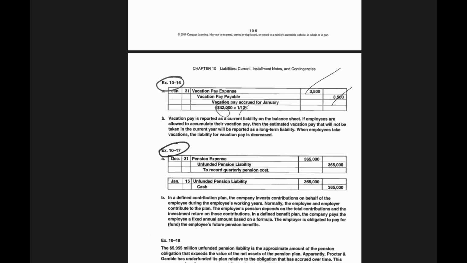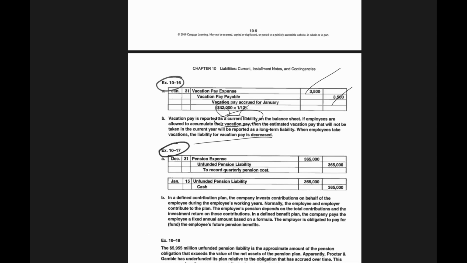How is the vacation pay reported on the company's balance sheet? Well, most likely, it's going to be considered a current liability, right? And when is the amount removed from the company's balance sheet? If the employees are allowed to accumulate the vacation pay, then the estimated vacation pay will not be taken in the current year. It will be reported as a long-term liability. However, when employees take vacations, the liability for vacation pay is decreased.